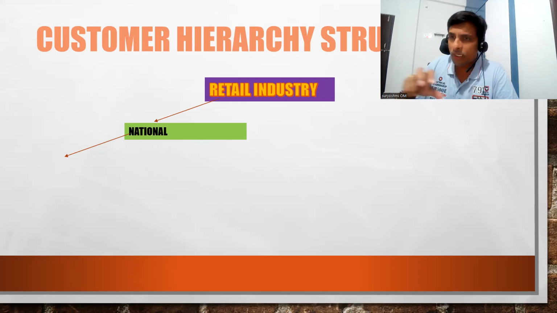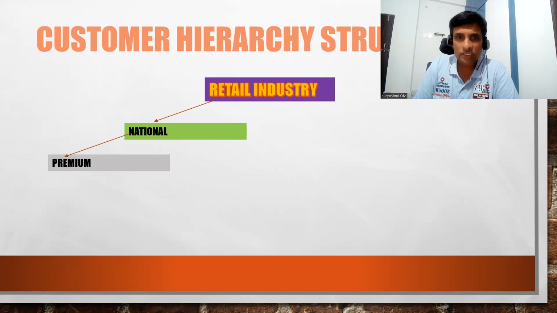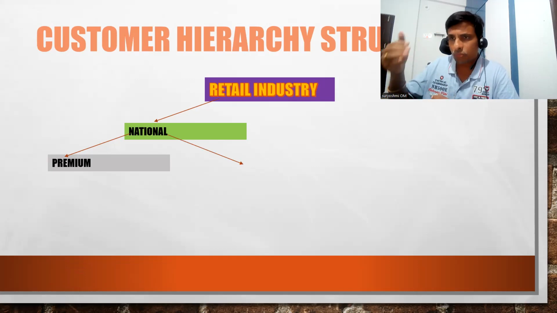And if your company is located in the USA, then national is USA level. If it is outside, we will call it global, which we're going to see in a few seconds. So now see the first level, national. Here premium is there. Premium means, for example, if I take an industry, a premium segment of products will also be there in my product hierarchy.